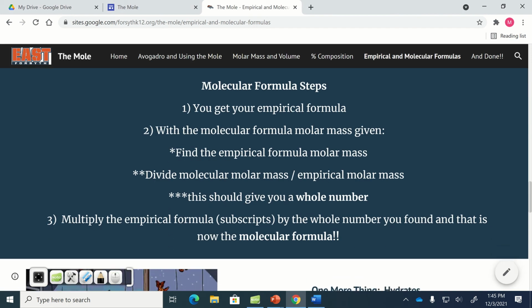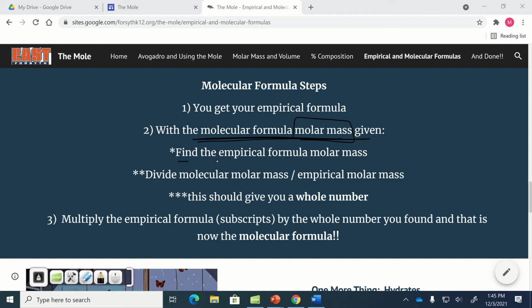There's more. With molecular formulas, there's not a lot of steps in this. Molecular formula, step number 1 is find the empirical formula. That's the more difficult part. Even though I see a lot of people mess up with molecular formula too. So you find the empirical formula. When the problem says find the molecular formula, the problem has to give you the molecular formula molar mass. So that will be given to you in the problem. It'll say the molar mass of the compound you're trying to find is blank.